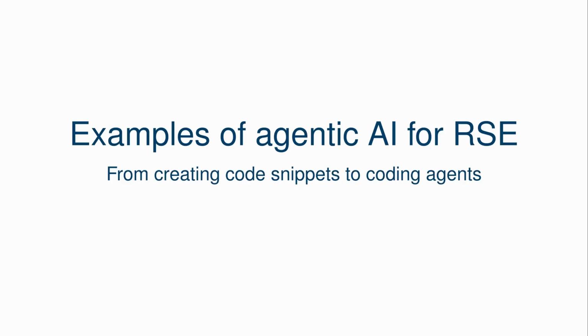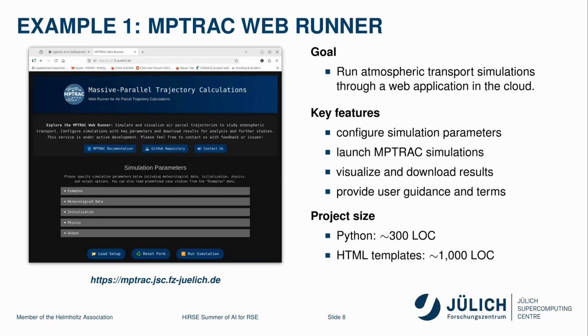Okay, so now I'd like to show some examples of agentic AI for research software engineering. So basically, I'd like to show how to move on from creating code snippets to coding agents. The first example is the MP-Track web runner.